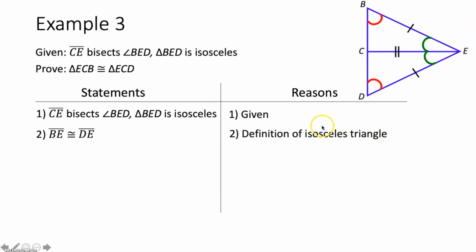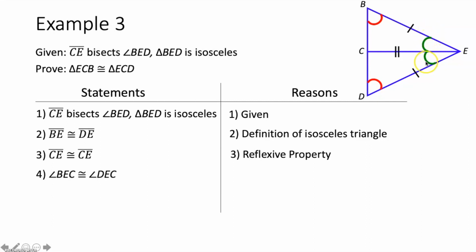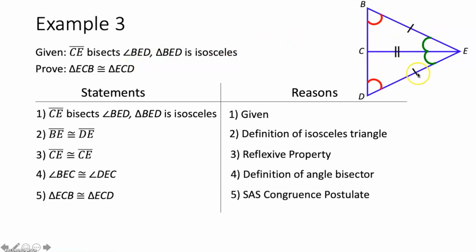Next, since I want to prove that these two triangles are congruent by side, angle, side, I need another side. So I'm going to say that segment CE is congruent to segment CE by the reflexive property. Last but not least, since segment CE bisects angle BED, then I know that these two smaller angles must be congruent by the definition of angle bisector. I now have shown that this side is congruent to this side, and the included angle, the angle that's between the two corresponding congruent sides, those two included angles are congruent. Therefore, these two triangles must be congruent by the side, angle, side congruence postulate.